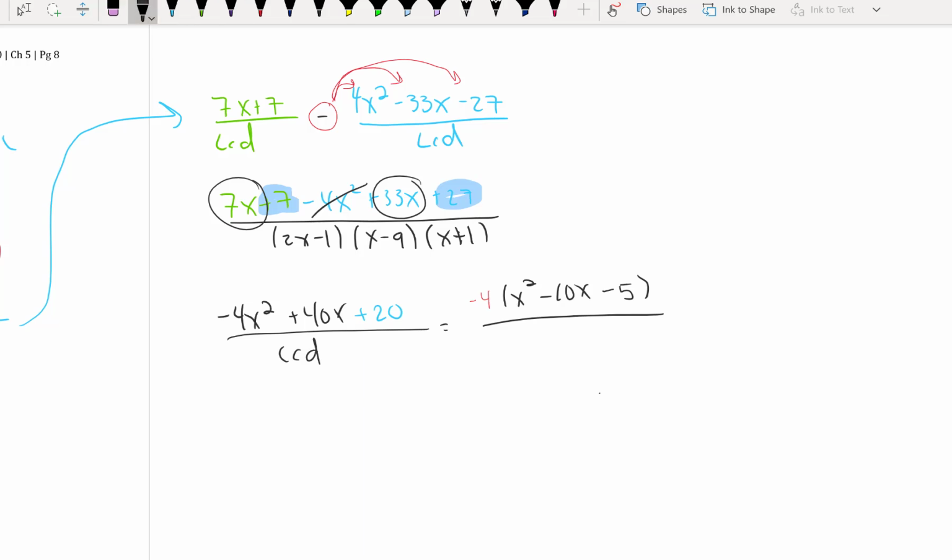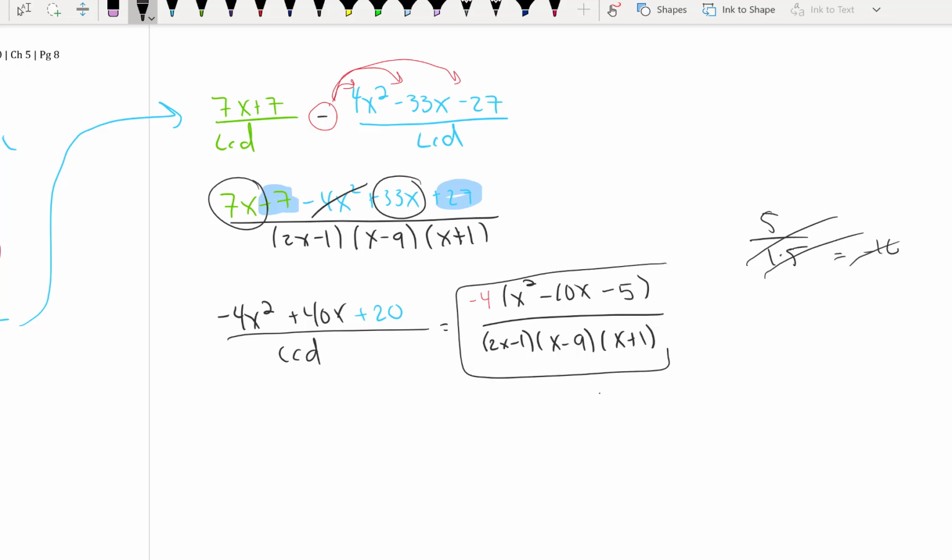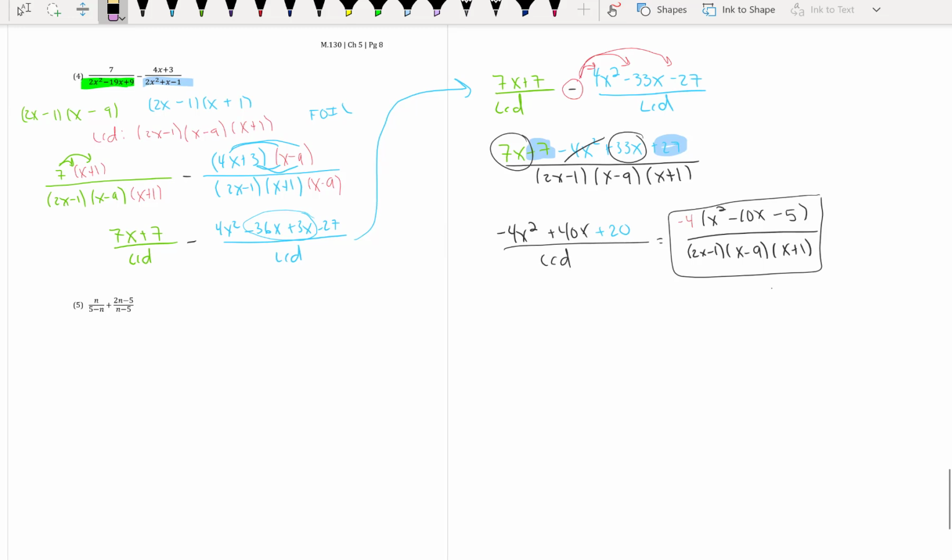So if I write my LCD back again, I would have my 2x minus 1, x minus 9, and my x plus 1. And the only way 5 can break down is 1 times 5. And there's no way that that can add up to give me a negative 10. So that's how I know that's as far as I can go. So that ends up becoming my final answer. Okay, I know this is a lot of work, but you guys can do this, okay?